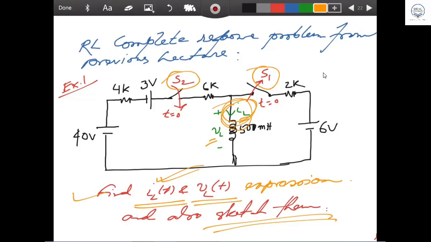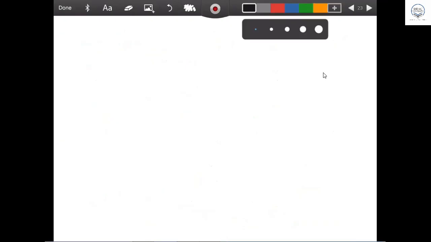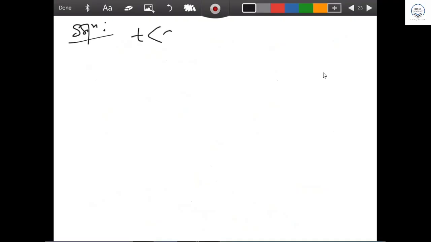Now, I told you, in order to solve the problem for RL and RC problems, first thing first, what do you have to do? Can anybody remember what the first step is? Yes, sir. Draw two separate pictures for t less than 0 and t greater than 0. Absolutely great. These two pictures you have to draw.